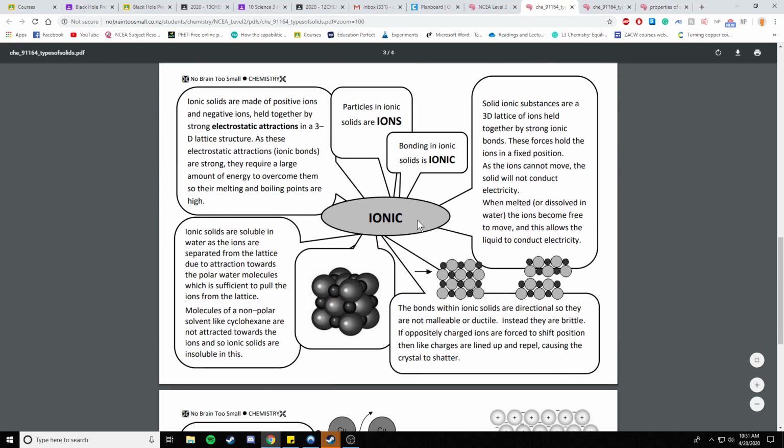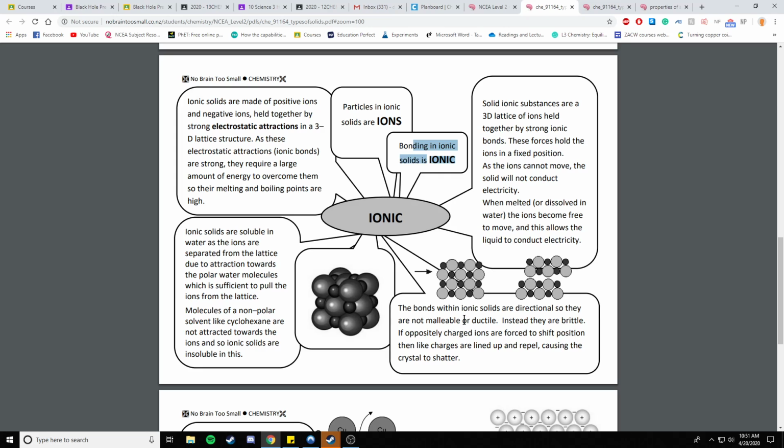We start off with ionic solids. These are made of ions. The bonding is ionic. So ionic bonds, one electron from one atom is donated to another atom to become two ions, and they bond together with electrostatic attraction or ionic bonds. So they're made of positive and negative ions held together by electrostatic attraction in a 3D lattice. As these ionic bonds are strong, they require large amounts of energy to overcome their melting and boiling points, so a large amount of energy in the form of heat to break the bonds.